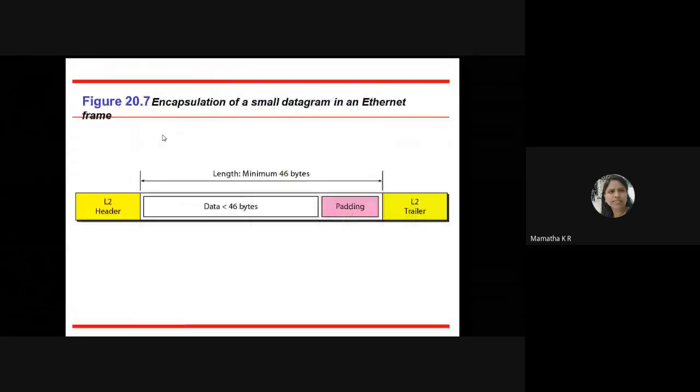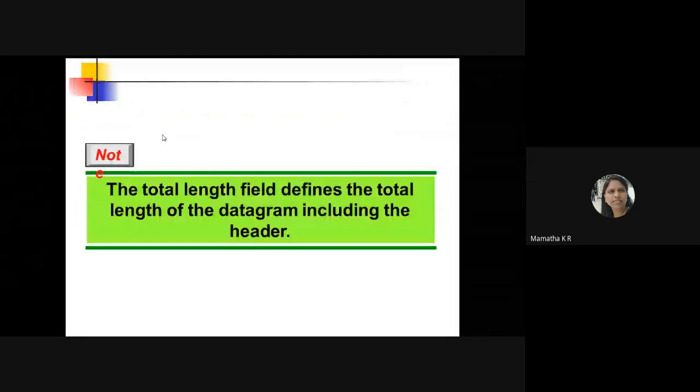Okay, and coming to the next field, total length. As I told you, the total length field defines the total length of the datagram, including the header. Okay, so header length is 4 bits and total length is 16 bits. Okay, so including the header, the total length field is there.